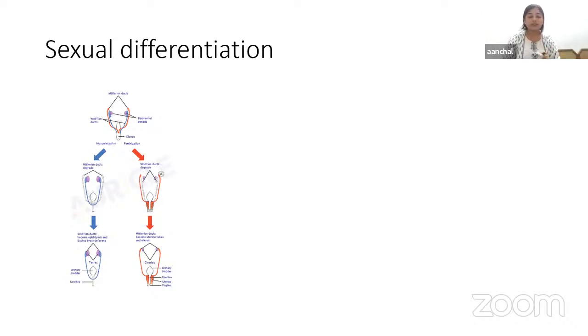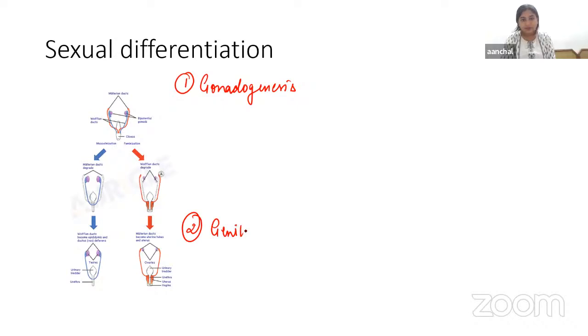What do we do in sex differentiation? So basically, sex differentiation takes place in two stages. First, we have gonadogenesis, and second stage we have genital duct and external genitalia. So we're going to learn this sex differentiation in these two stages.